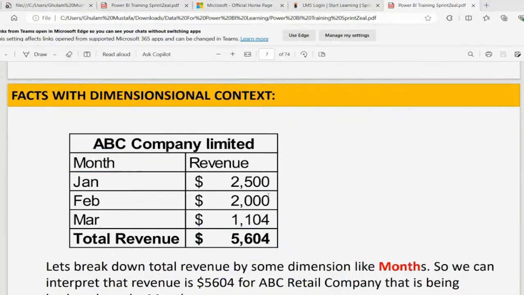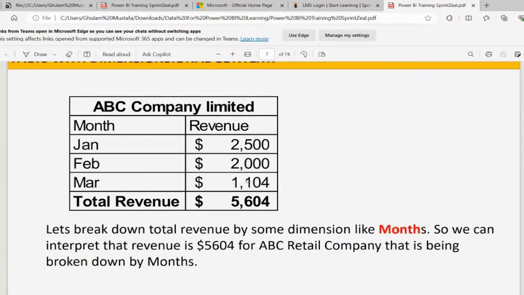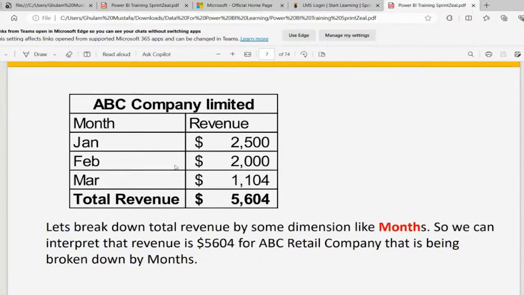If you get this concept, you will very easily understand the measures, how the visualizations work, and how we can break down these things. This is my fact that is being split by months, and that is my dimension. In analytics, what we usually do is break down a fact based on multiple dimensions. That's it. There is nothing more than that.